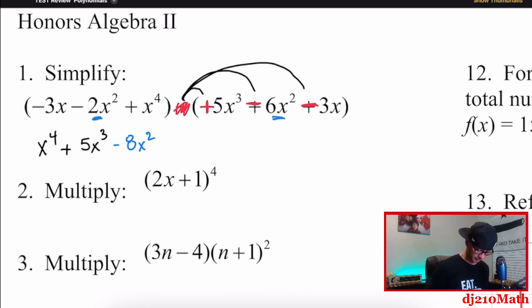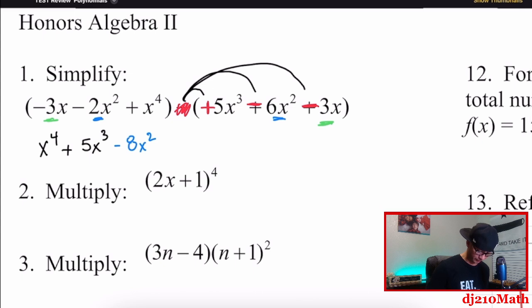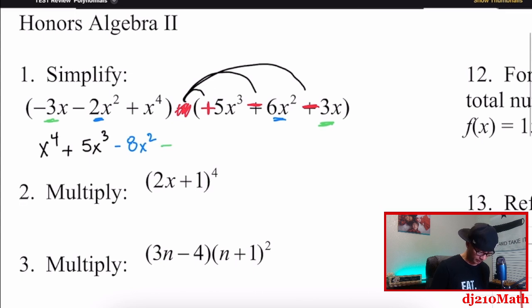Then regular x's, or single x rather, x to the first power. So we have 1, 2. So negative 3x minus 3x is going to be negative 6x. And there's no constants.